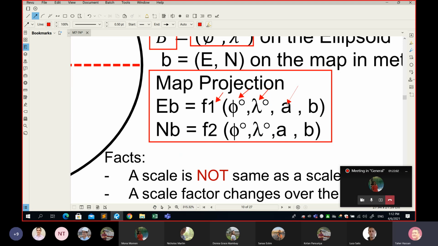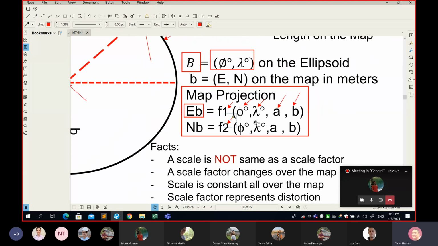It is a function where you input the coordinates of the point on the ellipsoid, together with the size and the shape of your ellipsoid represented by a and b, the semi-major and semi-minor axes. Then it gives you the planar coordinates in meters of the same point projected on the map. Again, there is one equation for easting, another function for the northing.